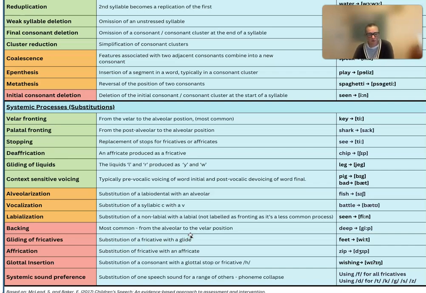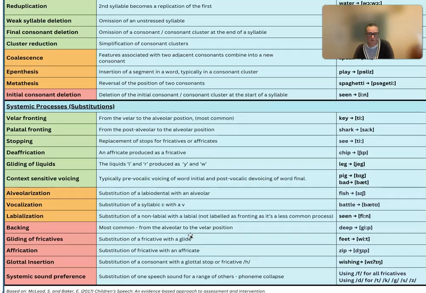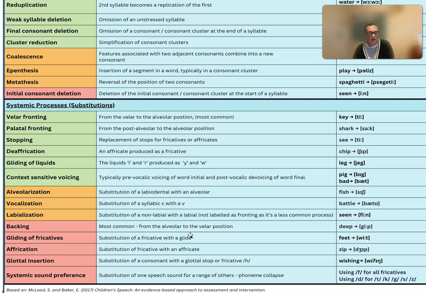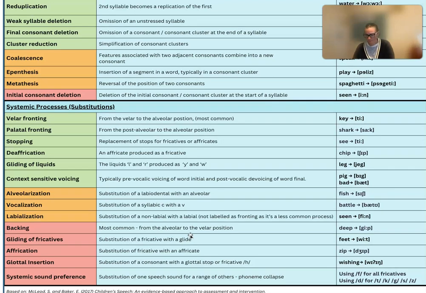But if a child is inserting a glottal against fricatives and things like that instead of fricatives, then that's much more unusual. I've had children who have inserted glottal stops or the fricative sound. So in this example, wishing to whitting, or they could do whihing, which is really unusual. That would be a bit of a red flag for a disordered profile, and definitely would be an atypical process.